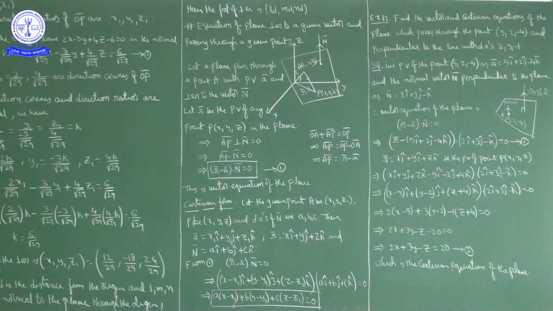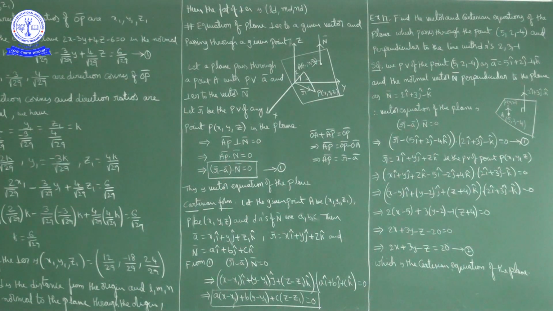So the vector equation of the plane is (R bar minus A bar) dot product with N bar is equal to 0. That is, (5 i cap plus 2 j cap minus 4 k cap) dot product with N bar, which is 2 i cap plus 3 j cap minus k cap, is equal to 0. But this is the vector equation of the plane. Now what is R bar? R bar is the position vector of any arbitrary point on the plane.